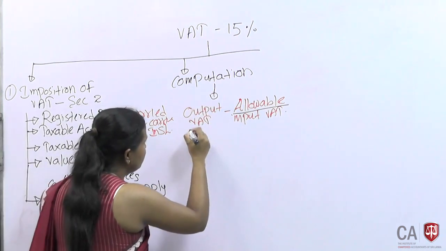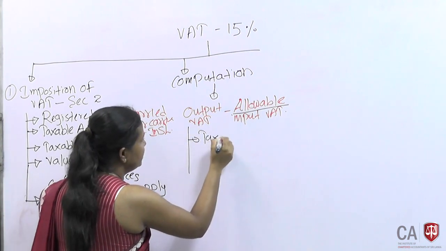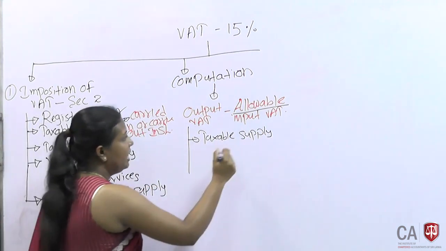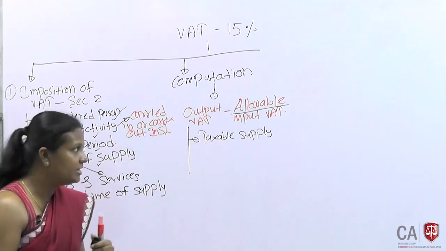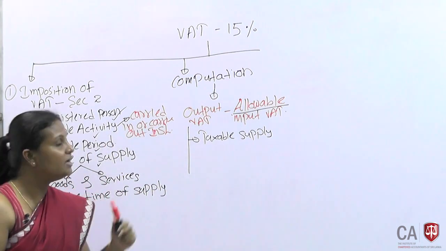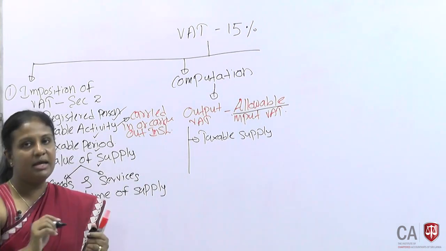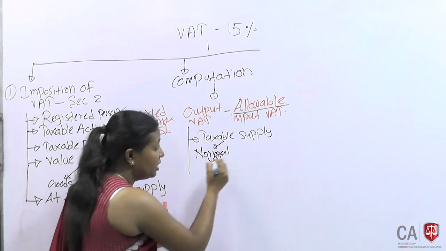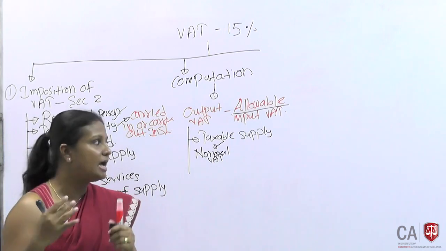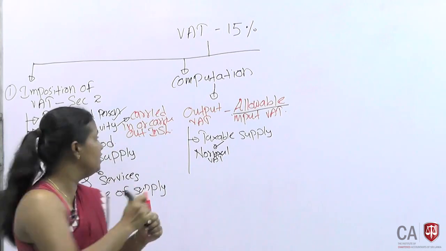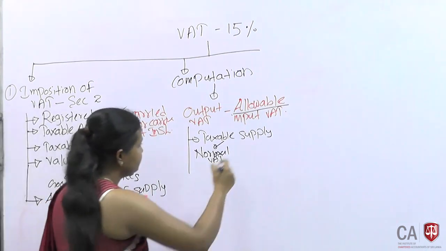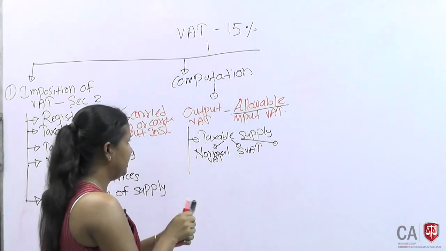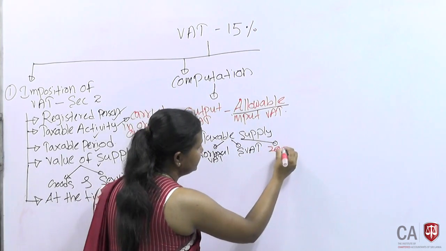Now, in the output VAT, do you know about taxable supply? In the act, we are having normal VAT and the simplified value added tax also considered as taxable supply, and of course the zero rated supply is a taxable supply. I will say for normal VAT, which is not exempted under the exemption list and which are not excluded from this charging section, then normal VAT for you. And very importantly, the zero rated supply is a taxable supply.